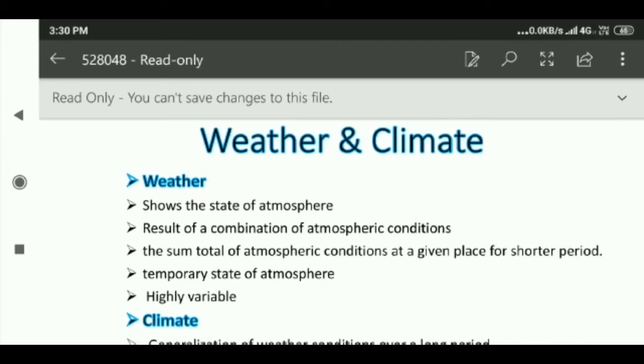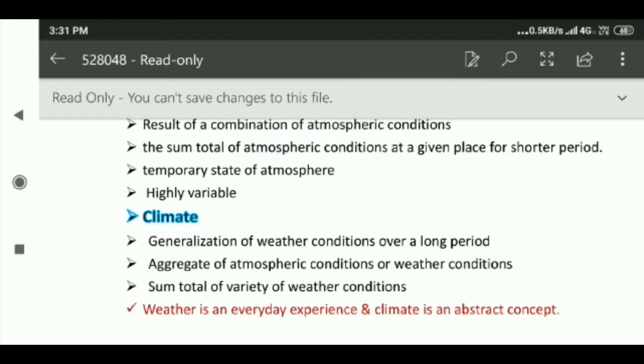It is the sum total of atmospheric conditions at a given place for a shorter period. Weather is a temporary state of atmosphere. It is highly variable or constantly changing, sometimes from minute to minute, hour to hour, and at other times from day to day.